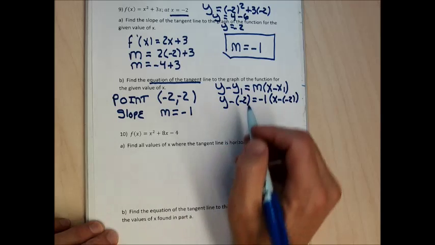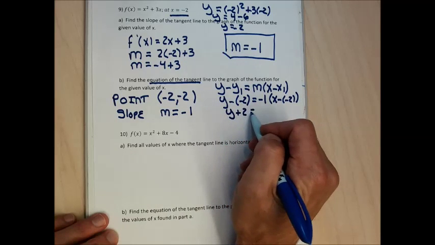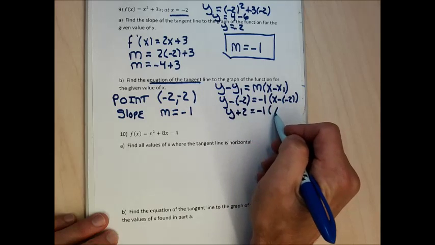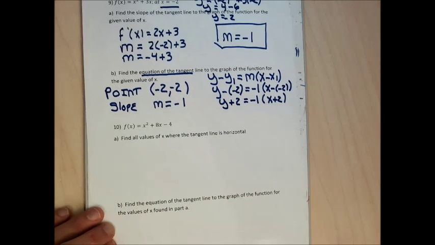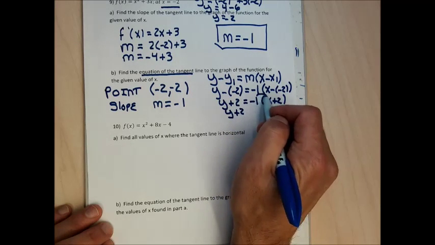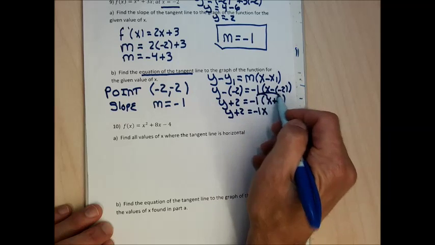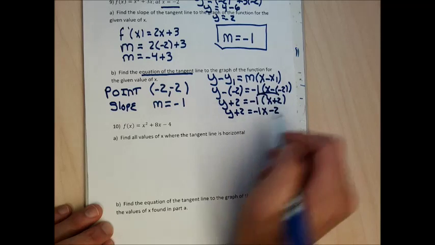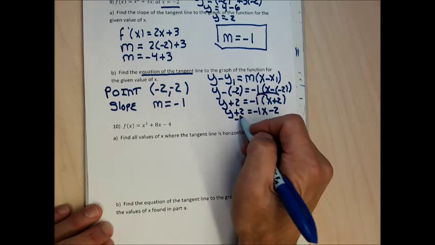I'm going to simplify this. On the left side, the double negative goes positive. Similarly, on the right-hand side, the double negative goes positive. I'm going to clear the parentheses on the right-hand side by going -1 times x, and I'm going to write that as -1x. And then -1 times 2, I'm going to write that as -2. I'm going to get my answer by subtracting 2 and solving for y.